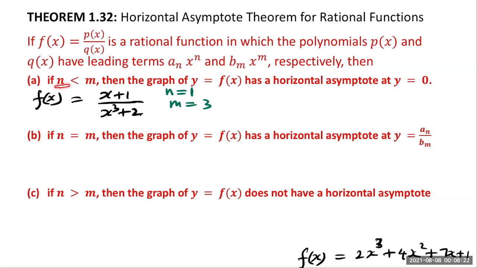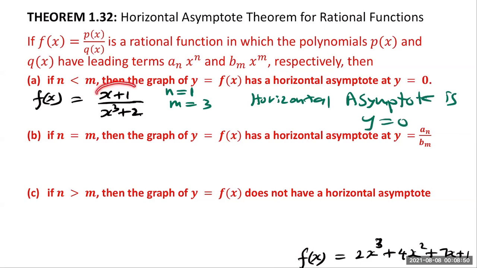Notice that my n is less than m in this case. See, 1 is smaller than 3. n is smaller than m. If that is the case, my horizontal asymptote is y is equal to 0. This theorem immediately gives you a way to find the horizontal asymptote using this criteria. Okay, the horizontal asymptote is y is equal to 0, because the degree of the top is smaller than the degree of the denominator, or the degree of the bottom.